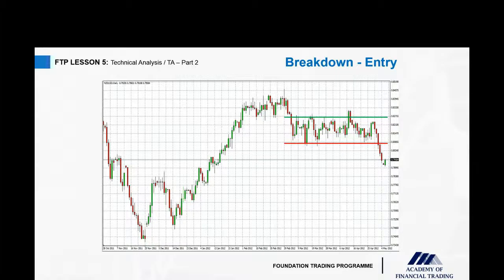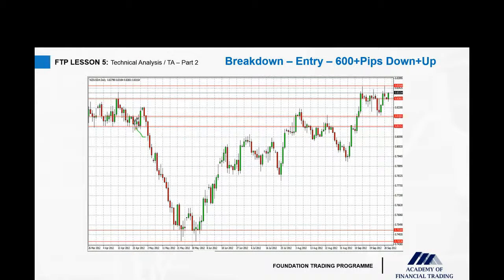Is everybody comfortable with that? When it breaches through these lines, it's likely to continue until a new area of support is formed. Then it might bounce and go back up, and we reanalyze and ask ourselves if previous support will now provide resistance, and whether that gives us another trading opportunity. In this example, it's a little bit exaggerated, I'll admit, but it's 600 pips to the downside followed by another 600 pips to the upside. It's easily trackable once you have that basic knowledge about support and resistance levels.